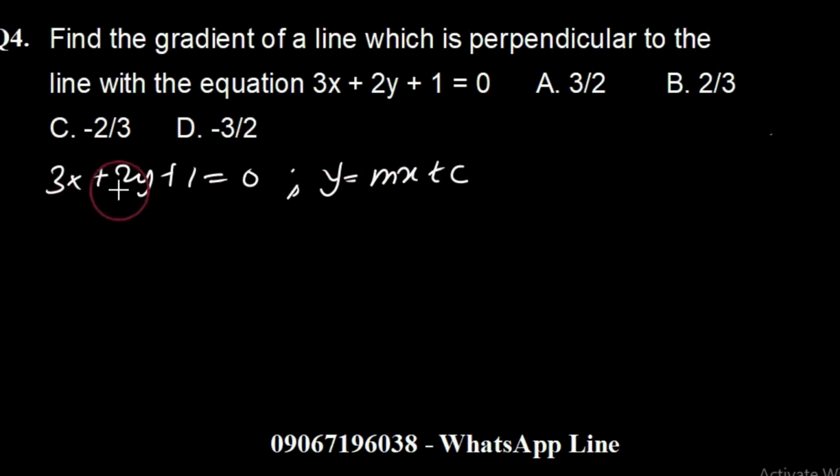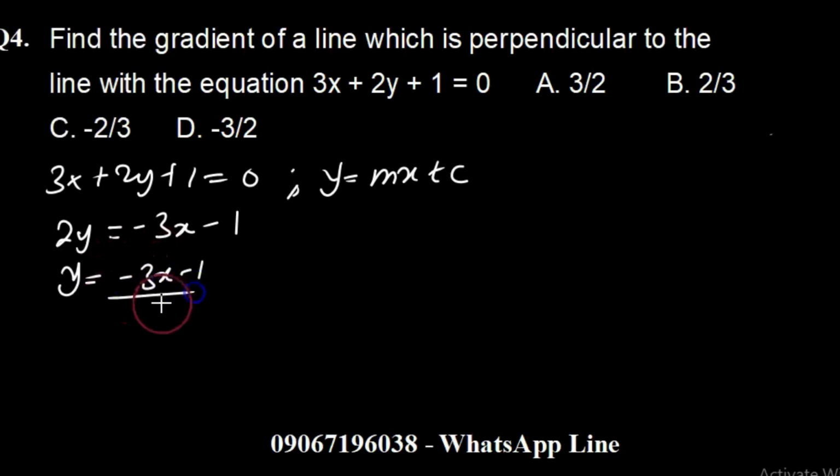By doing that, 2y is going to be equal to minus 3x, since this moves over and becomes minus 3x, and this 1 moves over and becomes minus 1. So you see what happened? 2y is here, 3x moves over and becomes minus 3x, and then plus 1 moves over and becomes minus 1. Dividing both sides by 2, y is going to give us minus 3x minus 1, all divided by 2, which can also be written as y = minus 3x over 2 and minus 1 over 2.